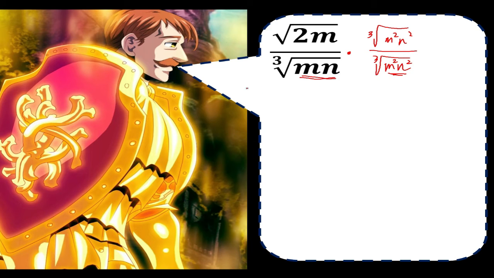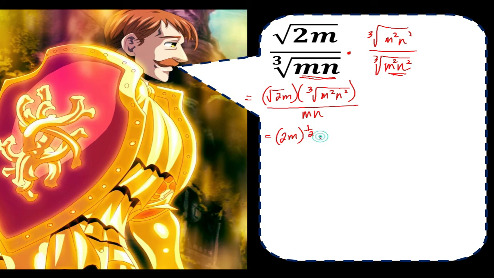Then, we can have the numerator square root of 2m multiplied to the cube root of m square, n square. Then, the denominator, mn will remain. Transform the numerator into rational. Gagawin lang po na rational expression, yung exponent po natin ay fraction. So, 2m raise yan sa 1/2 multiply sa m square n square raise naman yan sa 1/3 over mn.